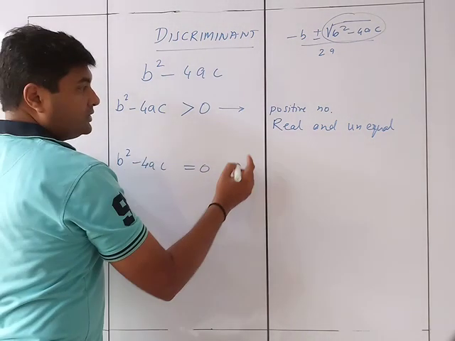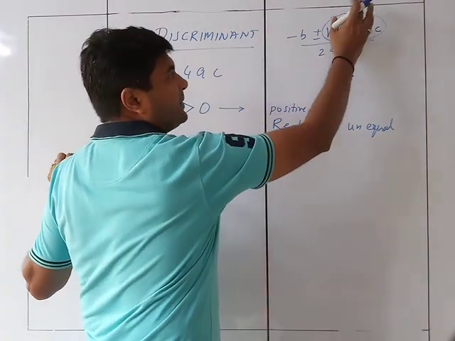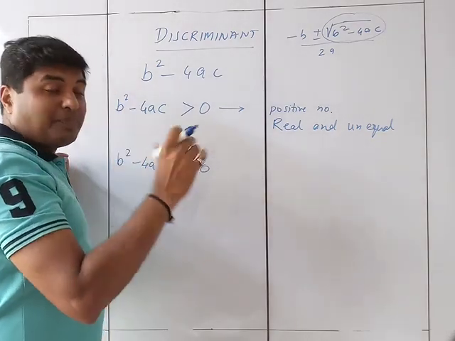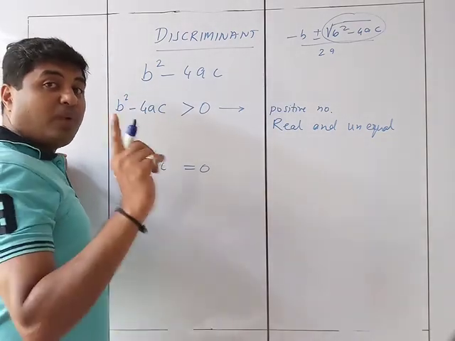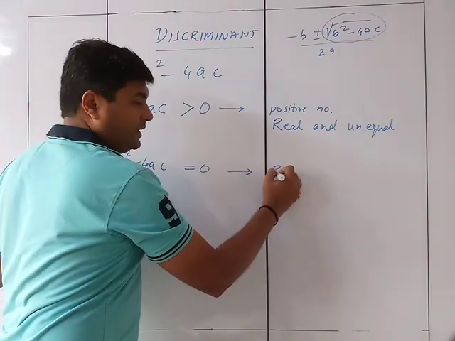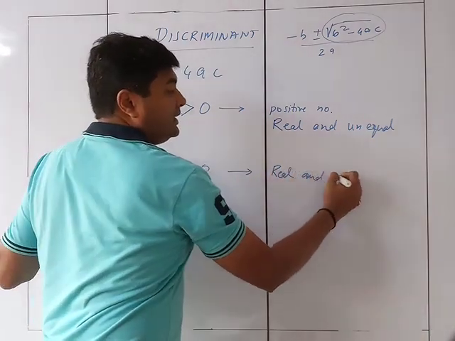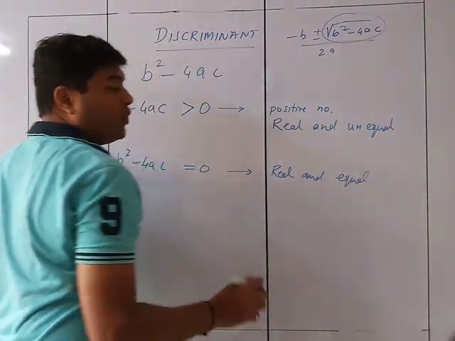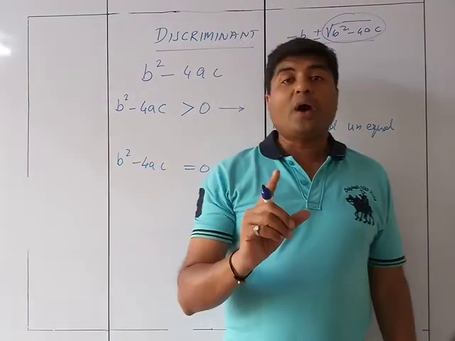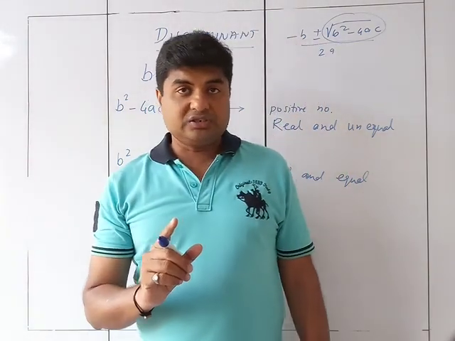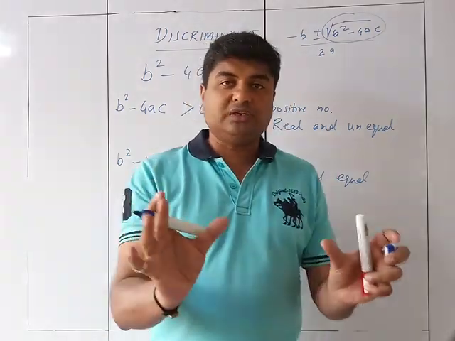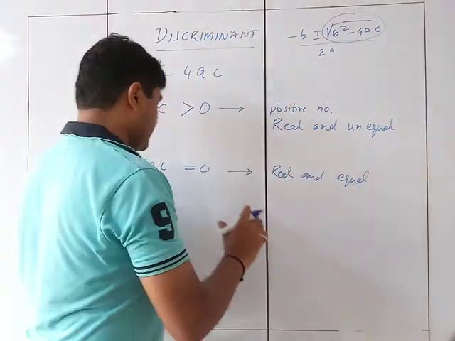Secondly, b square minus 4ac is equal to 0. If it is equal to 0, then this whole thing becomes 0. So my answer is only minus b upon 2a. If it is just minus b upon 2a, what does that mean? There is only one answer to it. Hence the roots will be real and equal. So I won't be getting two answers, but only one particular answer. That is, the roots will be equal. So x is equal to 5, x is equal to 5. In this way I get the same answer in both.